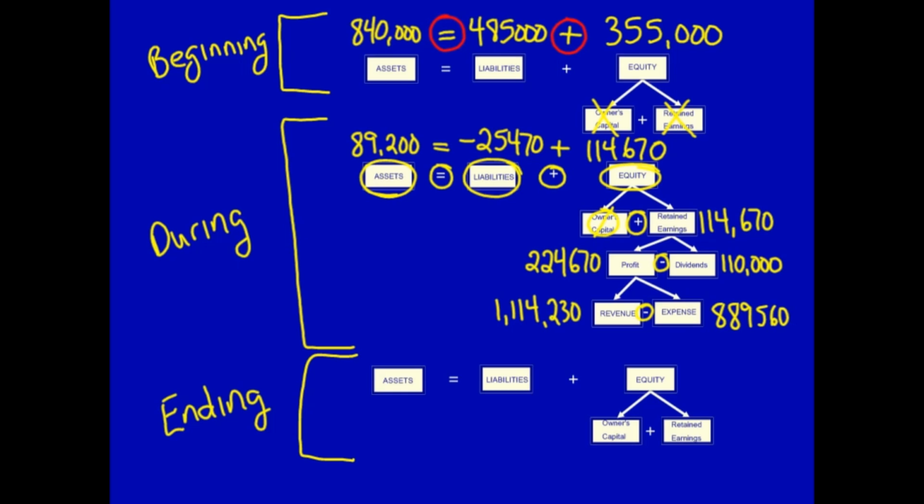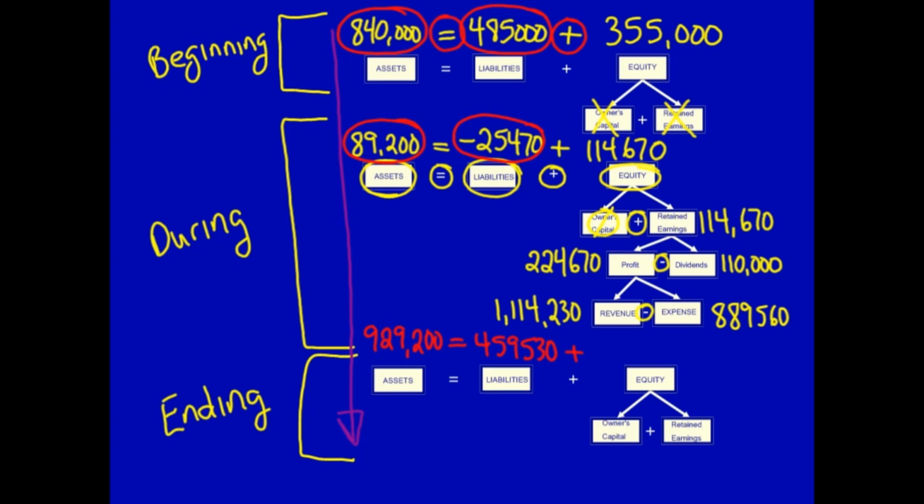Absolutely. We now have an equation that moves from the top of the page to the bottom of the page. Working from the top to the bottom, we can calculate each of the individual elements. Assets from the beginning of the year plus assets during the year is equal to assets at the end of the year. Ending assets are 929,200. Beginning liabilities minus the decrease in liabilities during the year is equal to ending liabilities. Ending liabilities is 459,530. Finally, beginning equity plus the change in equity during the year is equal to equity at the end of the year. Ending equity is 469,670.